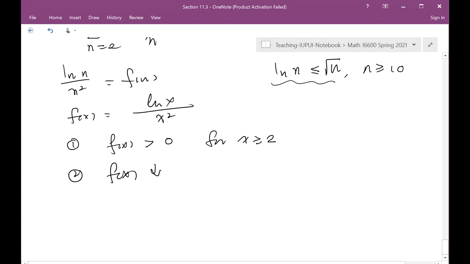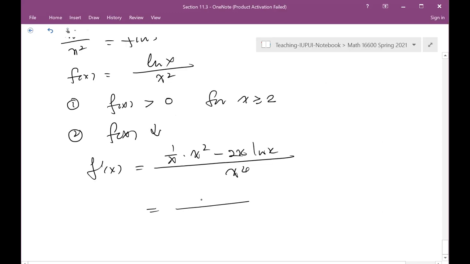So to verify this is decreasing, you have to find the derivative. When you find the derivative, this is 1 over x and x squared minus 2x natural log of x. I want to make sure this is less than... let's simplify first. This will be x minus 2x natural log x. You take x out, you cancel it.